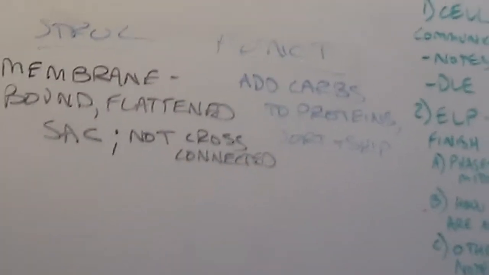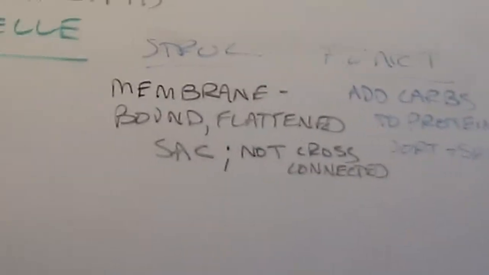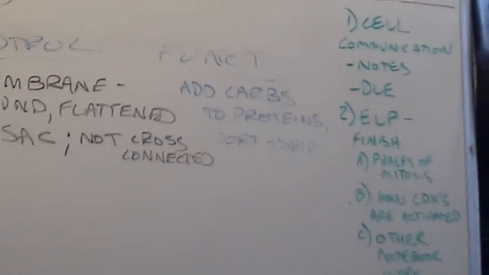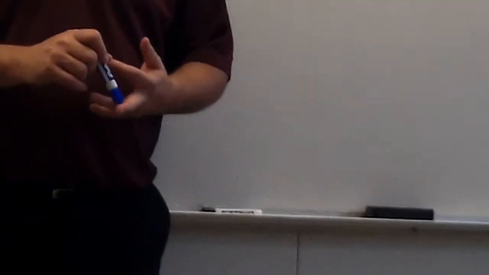Don't overcomplicate things. Everybody can remember carbs, right? Yes, you could also say they add lipids. They can make lipoproteins as well. That's the glycoproteins. But again, let's keep it simple. Anyway, modify by adding carbs, sort the proteins, ship the proteins to their destination. That was pretty simple, wasn't it?